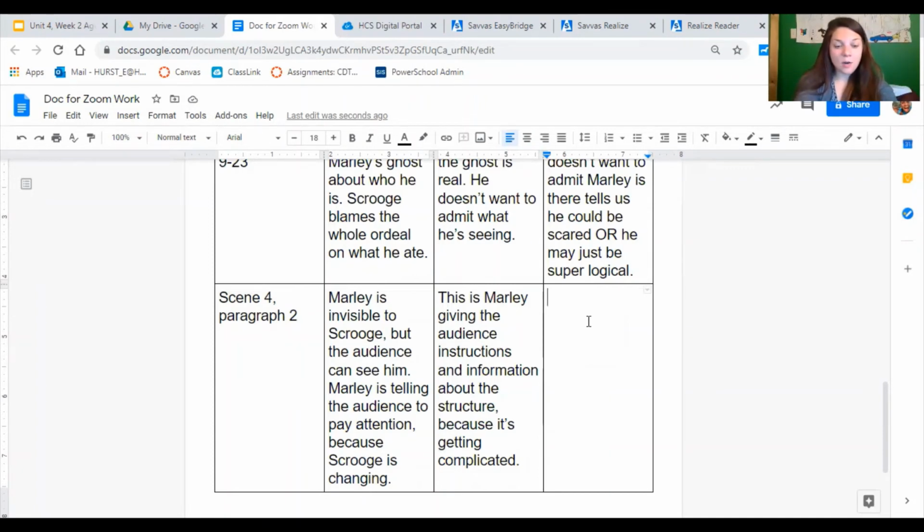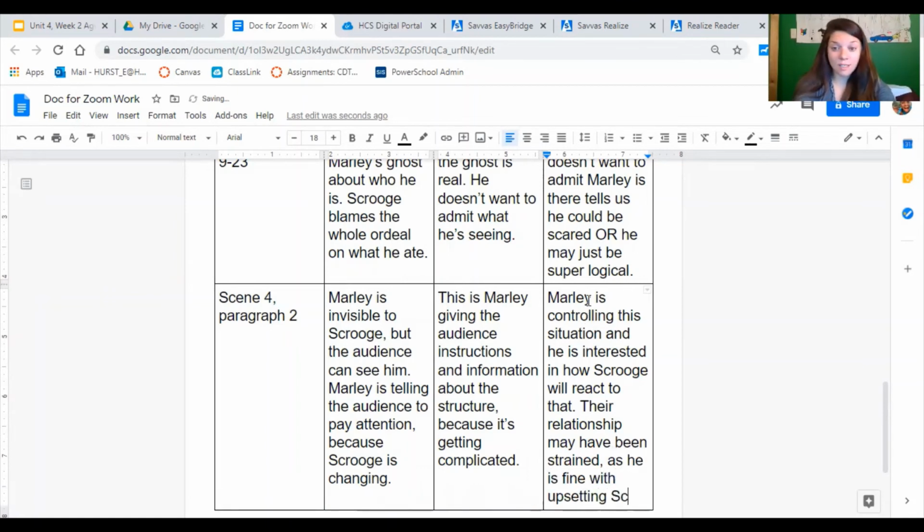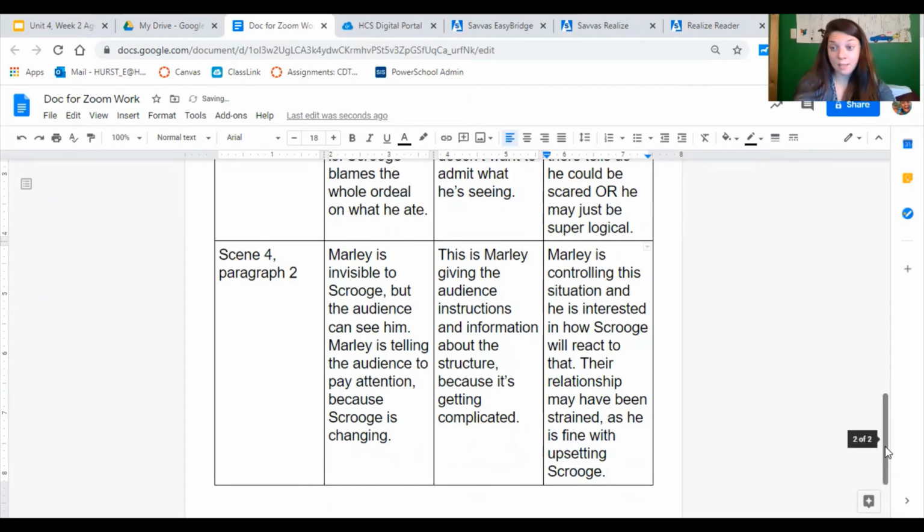All right, so I think Marley is controlling the situation. And he is interested in how Scrooge will react to that. Their relationship may have been strained, as he is fine with upsetting Scrooge. He's just like, watch him. I bet he has a fun reaction.